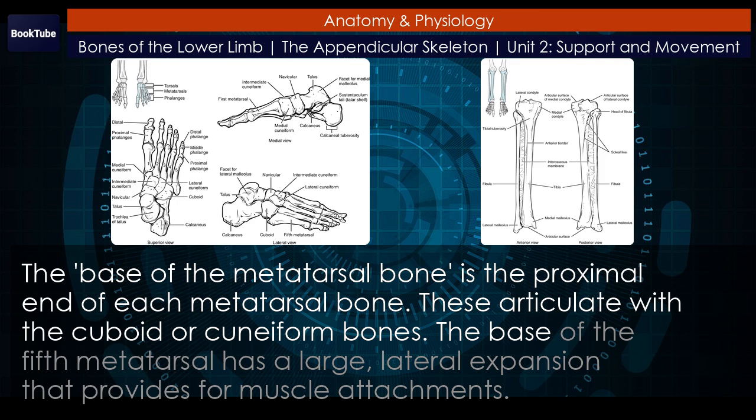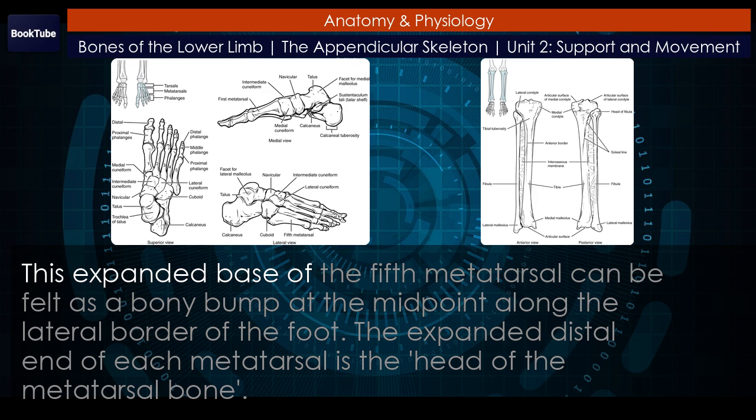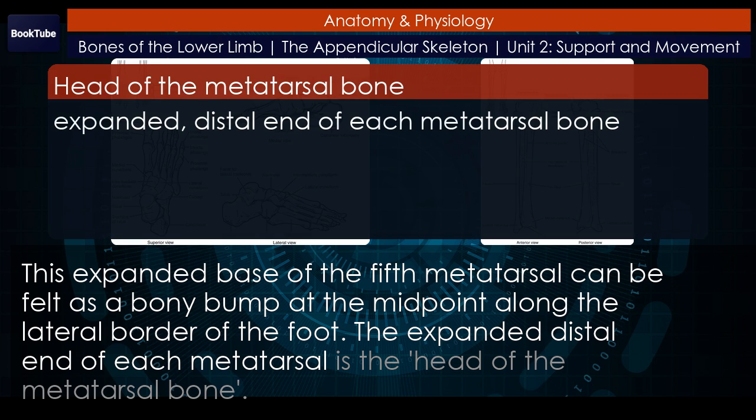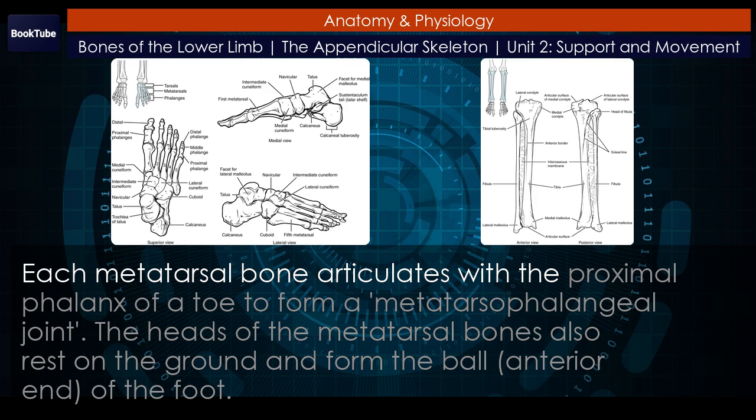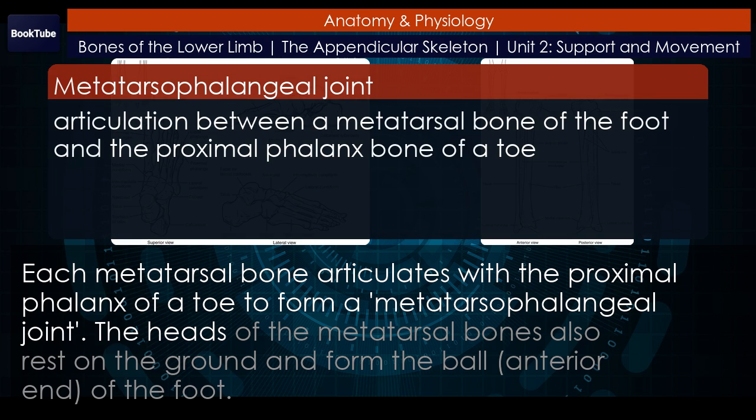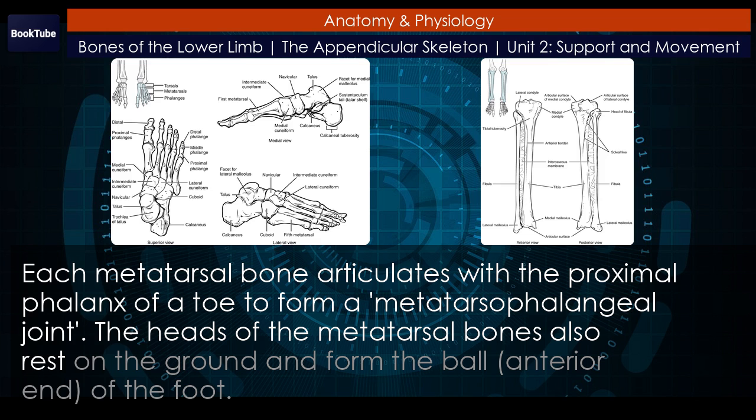The base of the fifth metatarsal has a large lateral expansion that provides for muscle attachments. This expanded base of the fifth metatarsal can be felt as a bony bump at the midpoint along the lateral border of the foot. The expanded distal end of each metatarsal is the head of the metatarsal bone. Each metatarsal bone articulates with the proximal phalanx of a toe to form a metatarsophalangeal joint. The heads of the metatarsal bones also rest on the ground and form the ball, the anterior end of the foot.